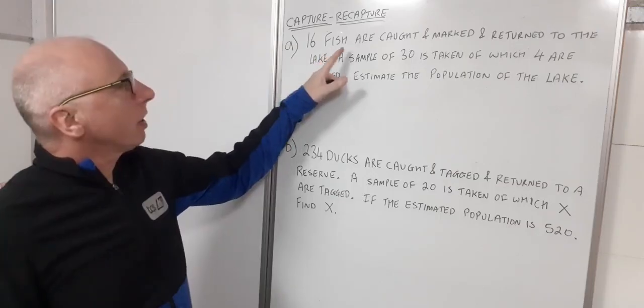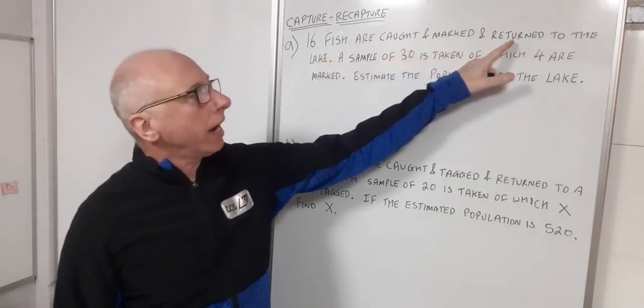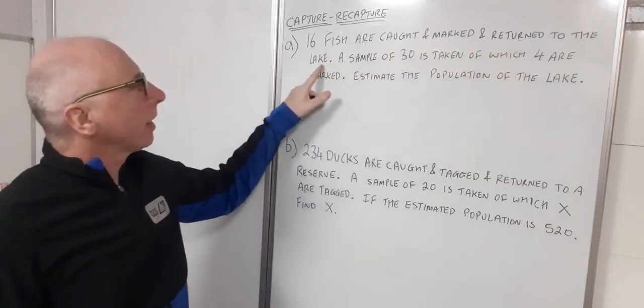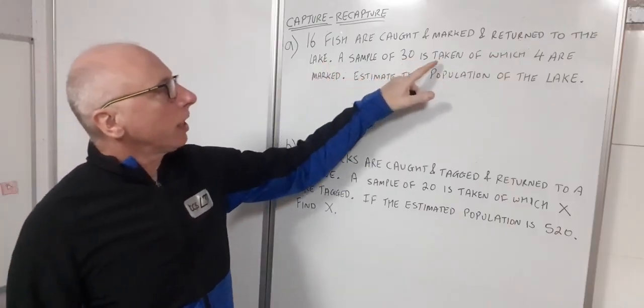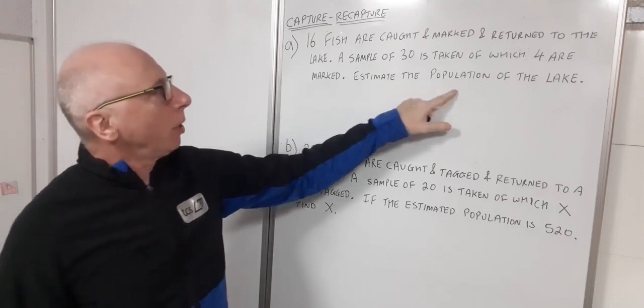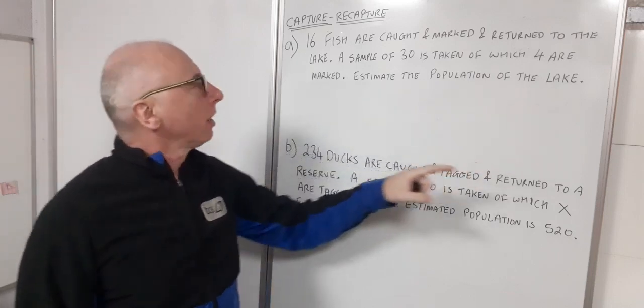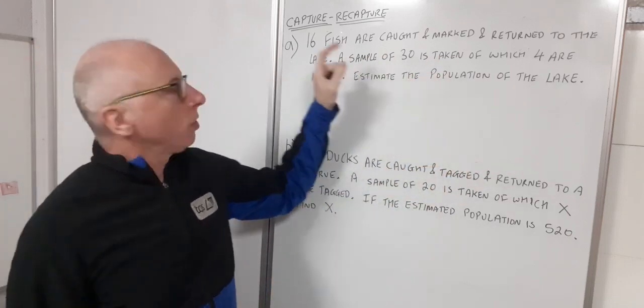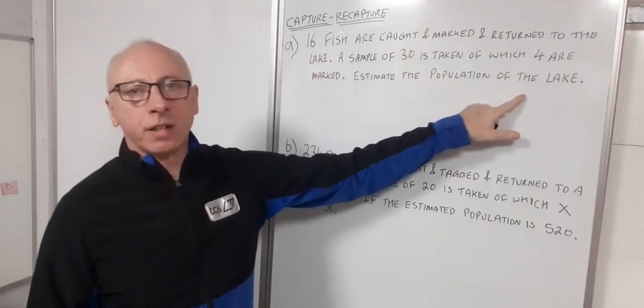And the first one: 16 fish are caught and marked and returned to a lake. A sample of 30 is then taken, of which 4 are marked. We need to estimate the population of the lake. So using those numbers, we can use this technique to try and find the answer to that.